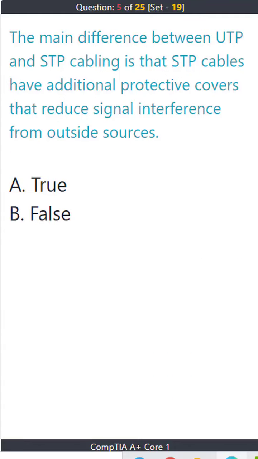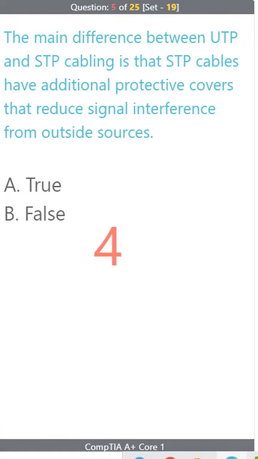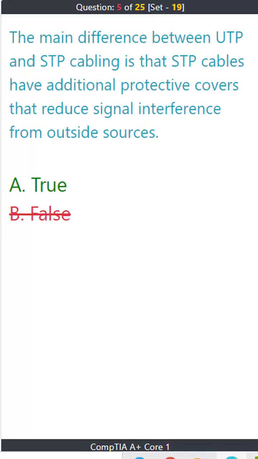Question 5. The main difference between UTP and STP cabling is that STP cables have additional protective covers that reduce signal interference from outside sources. A. True. B. False. The correct answer is A. True.